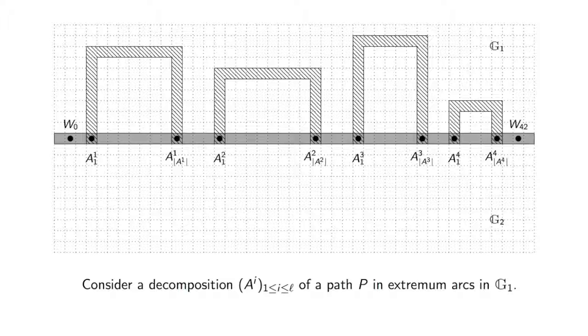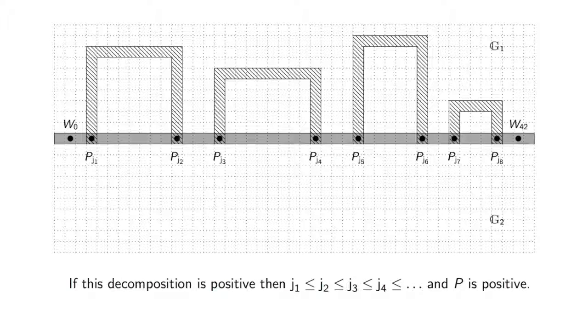Suppose that this decomposition is the decomposition of a path P in extremum arcs in graph G1. Then there exist indices J1 and J2 such that Pj1 and Pj2 are the two extremities of the first arc of the decomposition. Consider similar indices for the other arcs.